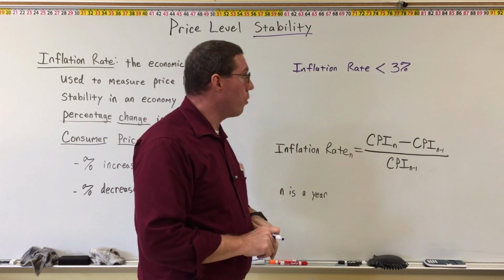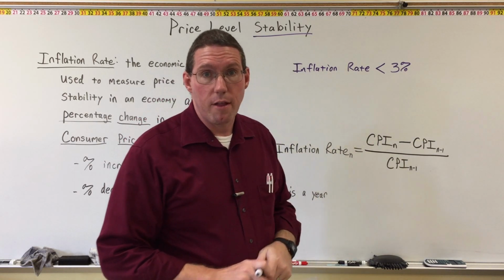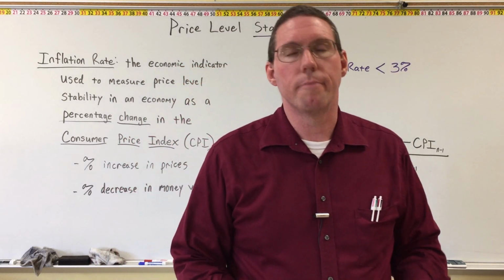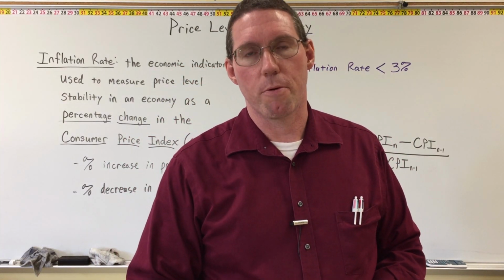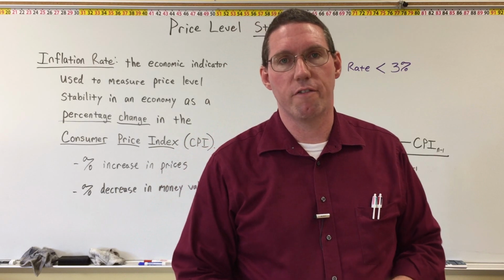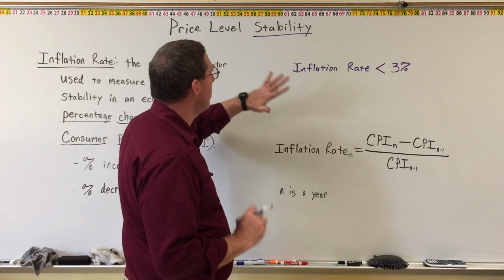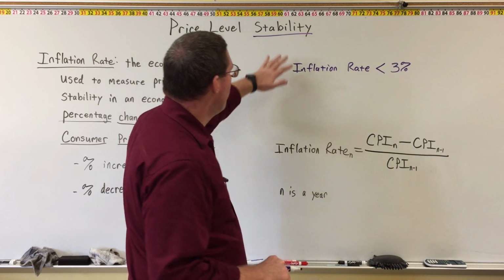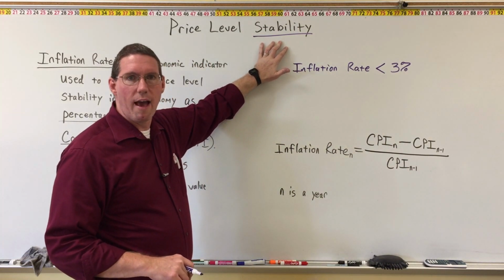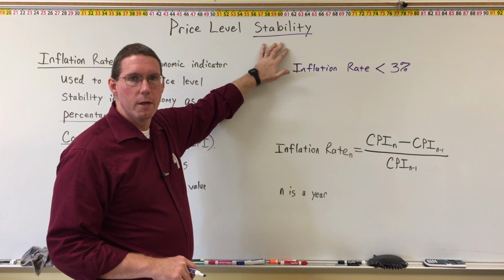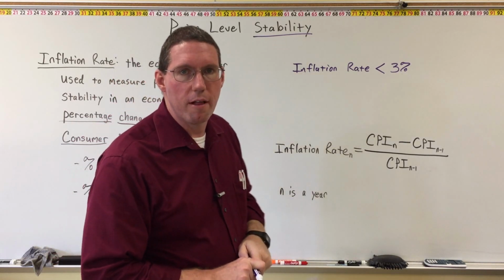At the time of this recording, the Federal Reserve in the United States is targeting 2%. I believe it's about 2% that they're targeting. That's what they would like for the inflation rate to be, okay? And around 2% or less than 3%, all the people in the economy feel like they can plan and predict what's happening to their money, okay? All right, we only have one thing to learn about with price level stability.